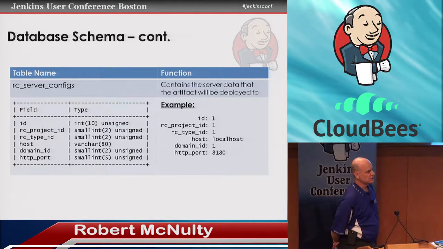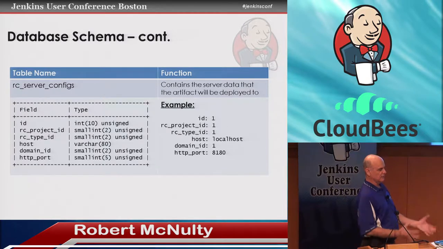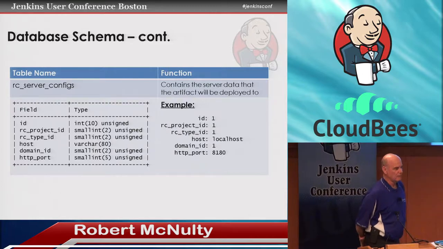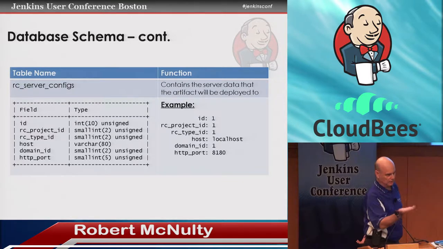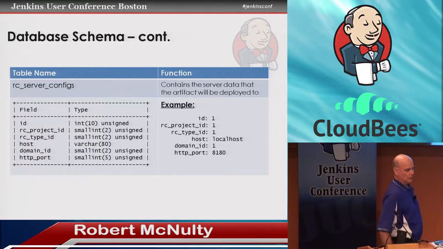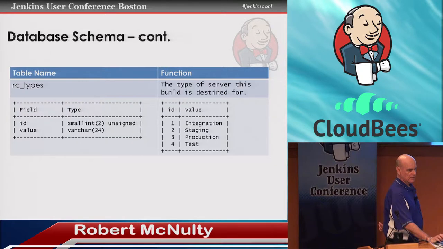The server configurations is another table, so that I can take any one of those previous subprojects and deploy it to any one of these server configurations without modifying anything, just pulling that data from the database. So really, the host here is localhost, but it could be www or something internal. That's where you can deploy to. An optional port for Tomcat and internal purposes. The project type and the RC type, which is really the driving factor for the servers. And those are denoted here.